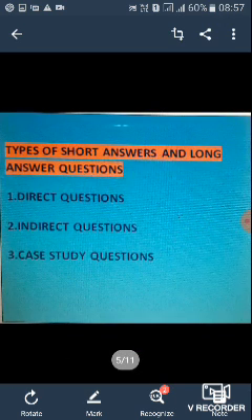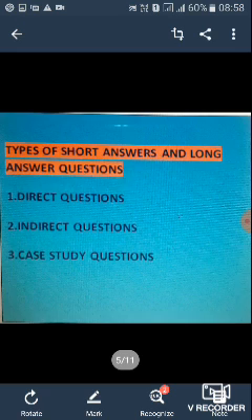Now types of short answers and long answers. Short answers are of 3 marks, 4 marks, and long answers are of 5 marks and 6 marks. So the types of questions expected are direct questions, indirect questions, and again case study questions. So you can see case study is a very important part that will be there in all types of questions, and you will also have multiple choice questions and all that, but case study is a major part of your question paper, okay? So now today, children, this is it for your question paper.